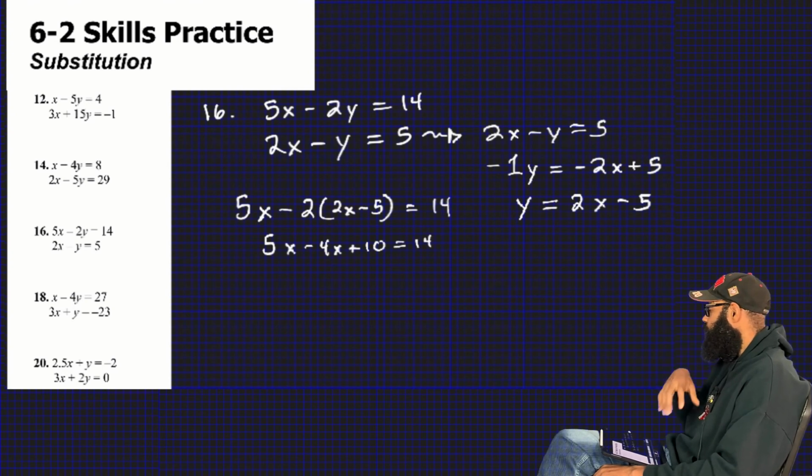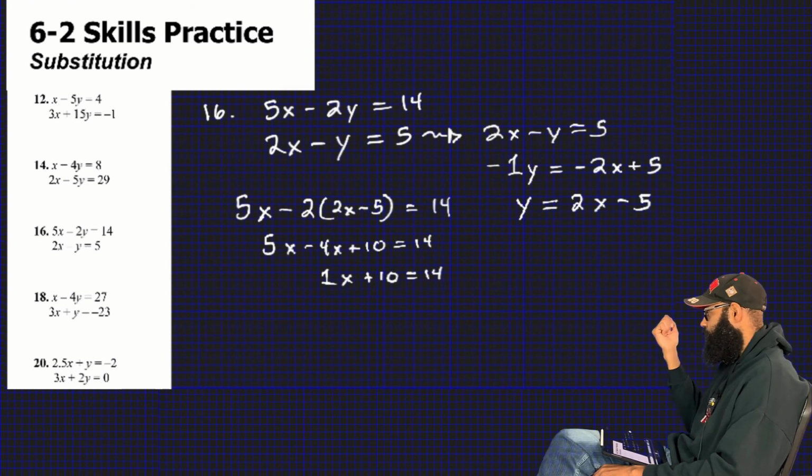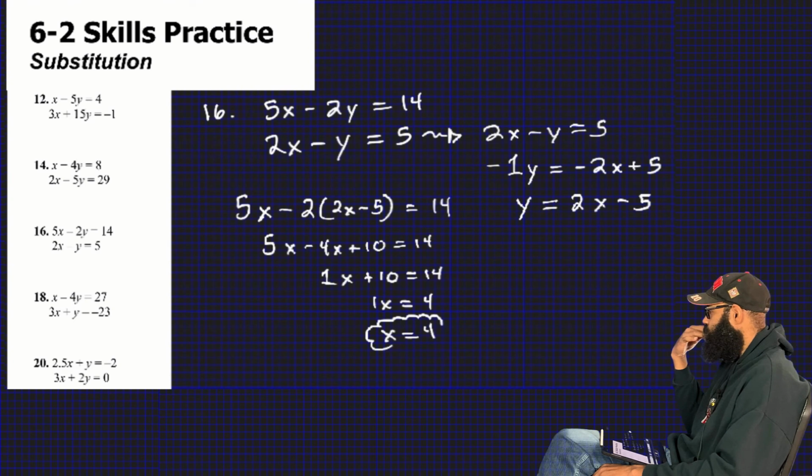So getting to the last one here, guys, I went back to the original equation, 5x minus 2y, but I replaced the y with 2x minus 5. Go ahead and use the distributive property. So I got 5x minus 4x plus 10. Like terms, 1x plus 10. Subtract 10 from both sides, and x equals 4.